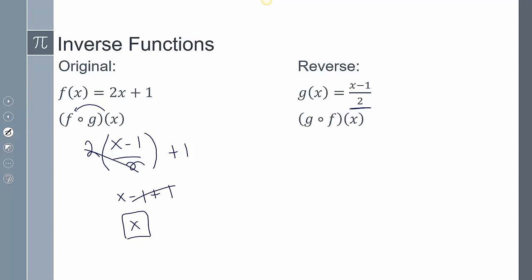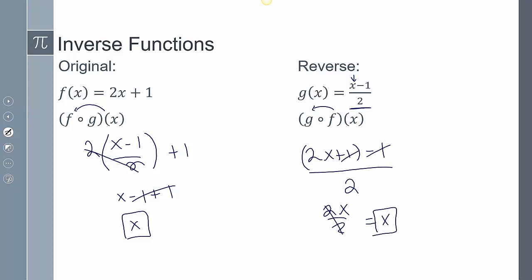If I do my f function and plug it into my g, that's going to give me (2x plus 1), right? I plugged that in for x here, minus 1, all over 2. Well, the 1's cancel out, so I get 2x over 2, and the 2's cancel out, and so I'm left with x. So it's kind of like that observation that we just did. When you take the reverse and the original and you create a composition of them, it doesn't matter which order we did, notice that we were left with this x.